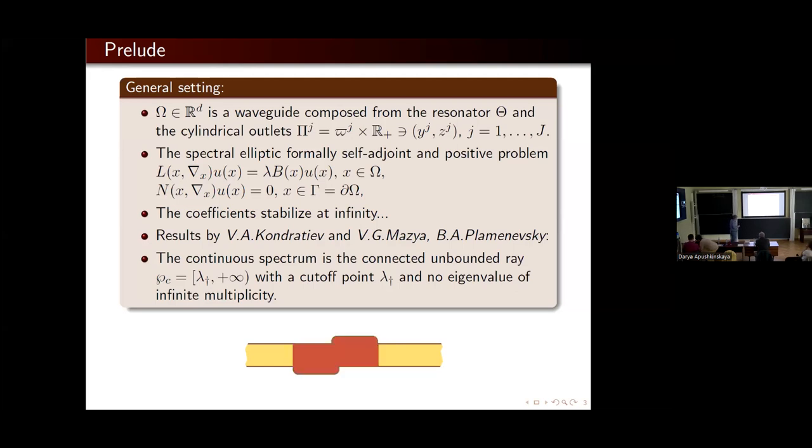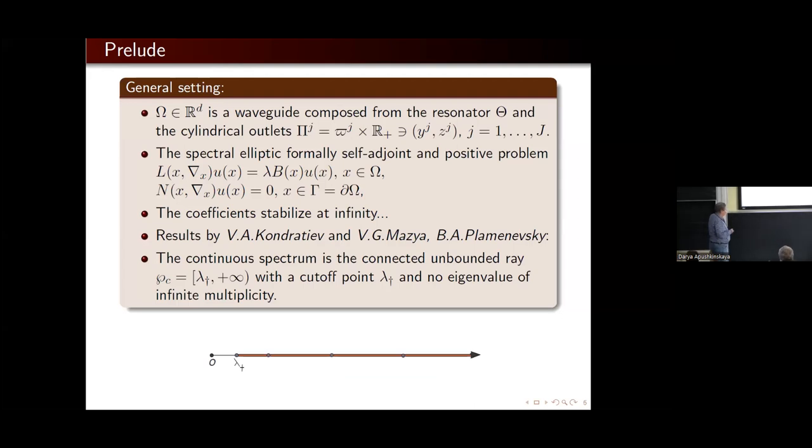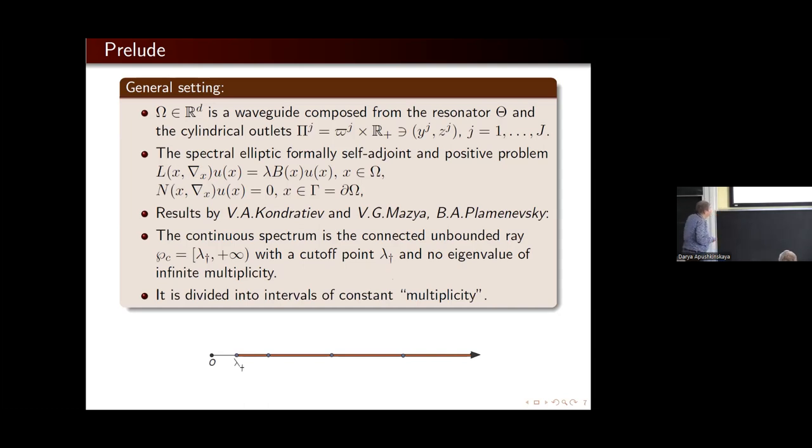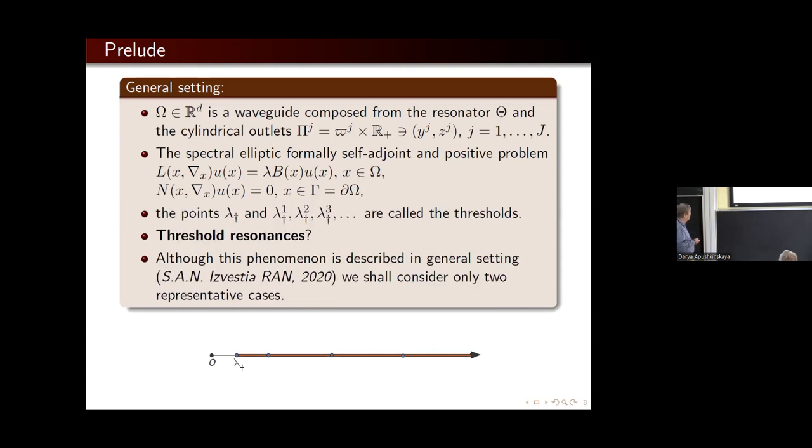So this is the resonator, these are cylindrical outlets, this is the continuous spectrum, and some thresholds appear. They are eigenvalues of a model problem on the cross sections, which divide the continuous spectrum into intervals of constant multiplicity. Of course, I can speak about general problems, but it is not very simple to speak about. The results in principle are understandable. But I would like to discuss threshold resonances. I will give a definition later for some particular problems.